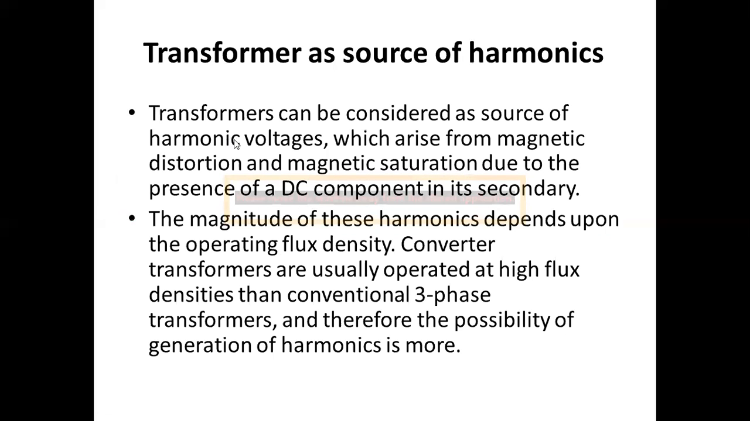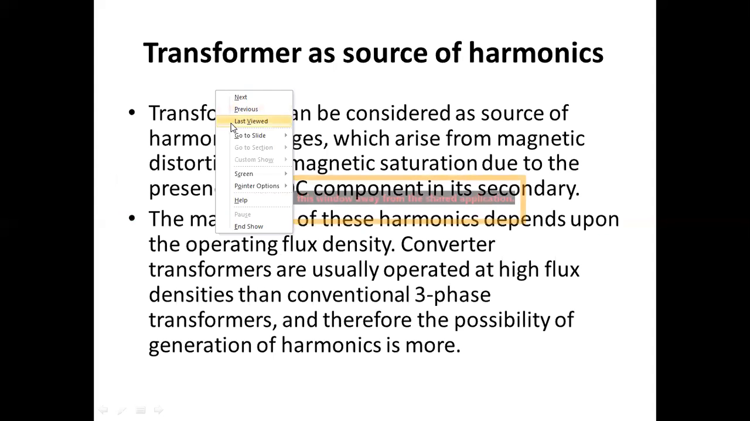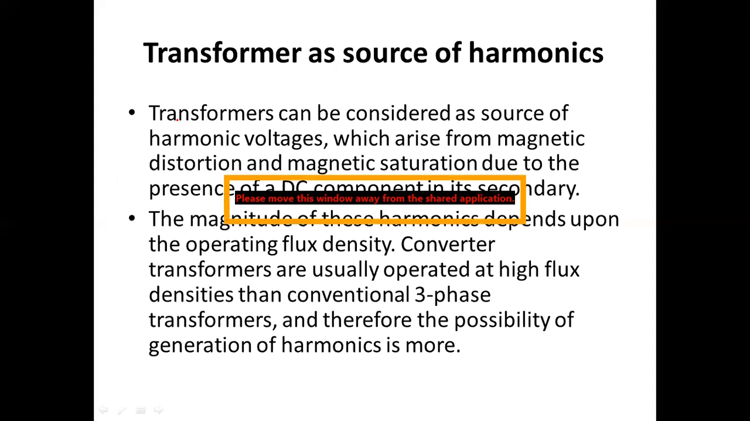Transformer. A transformer also generates harmonics in the system. A transformer can be considered a source of harmonic voltage which arises from magnetic distortion, that is, magnetic saturation due to the presence of a DC component in its secondary current. This is the reason for this type of harmonic generation.